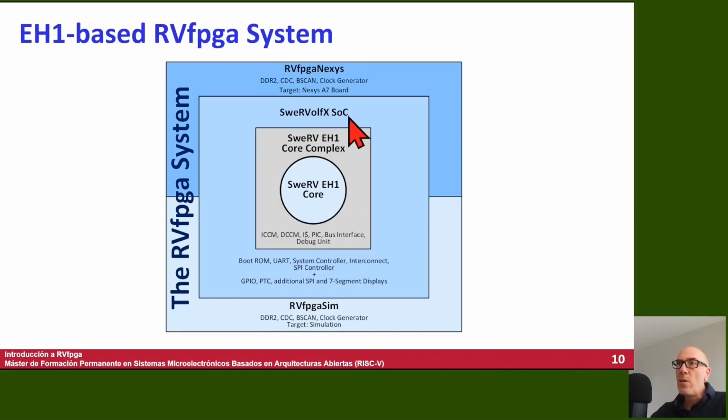Then here it's called SweRVolf, or SweRVolf SoC, the extended version, as it incorporates both the elements that SweRVolf already has and those we've added, which can only be implemented on the board, in this case only on the Nexys A7, because the EH1 core is too large to fit in the Basys 3 or Boolean. So it can only be used on the Nexys A7 and also in the simulator with the different options we saw.